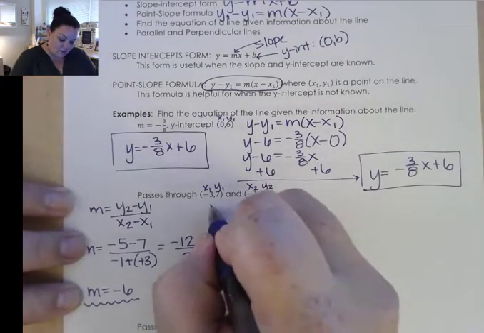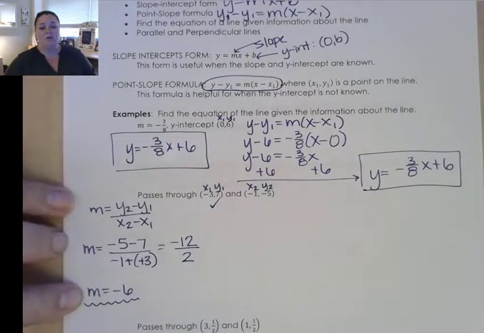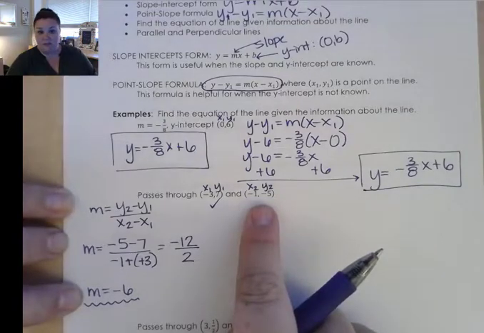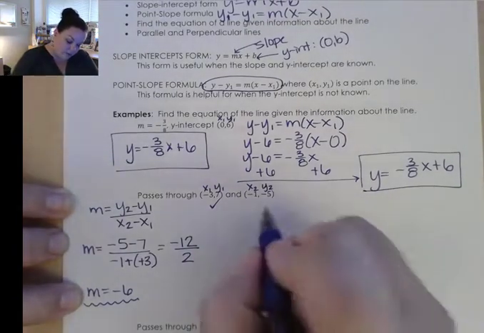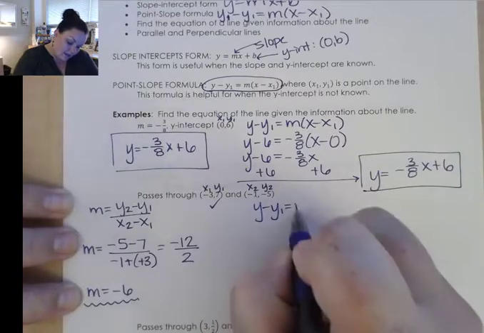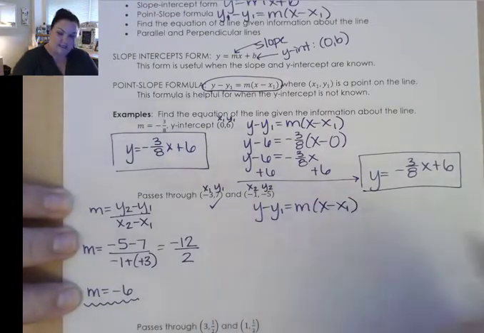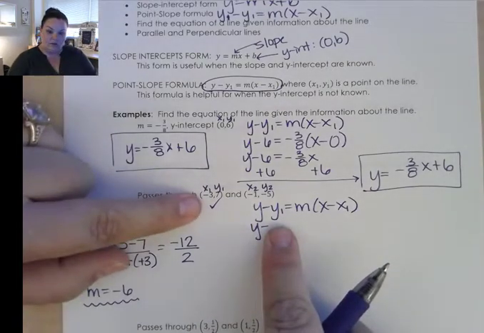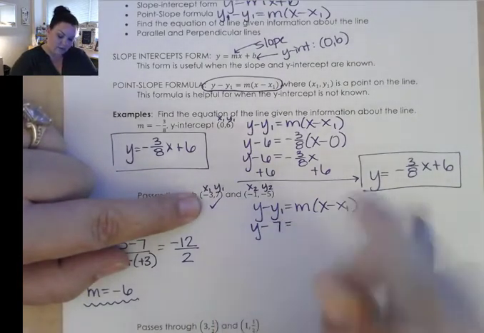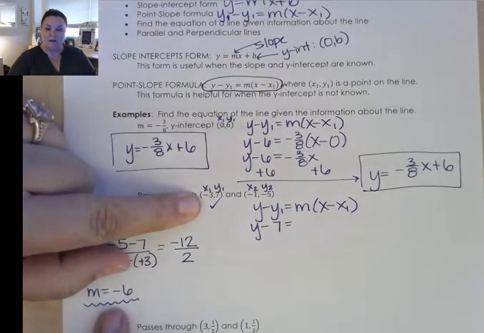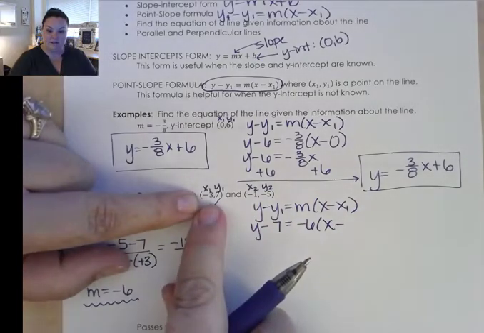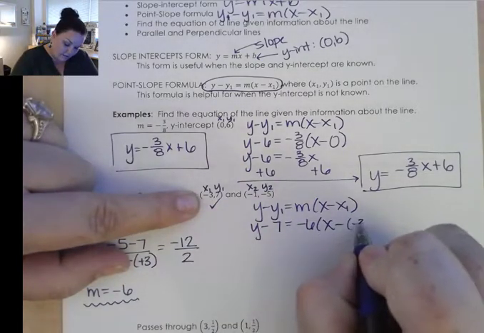I try to use the ones with either the smallest numbers or the ones that has a 0 in it or the one that has the least amount of negatives in it. So I'm going to pick this one. If you choose the other one, you'll get the same answer when you work it out. Okay, so we're going to do y minus y1 is equal to m times x minus x1. So we do y minus the y that I chose, which here is 7, is equal to my slope, which we just found to be negative 6, times x minus the x that I chose, which here is negative 3.